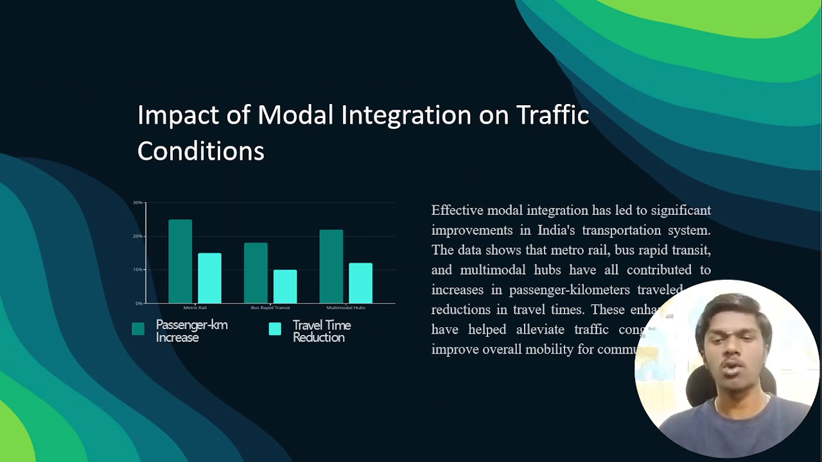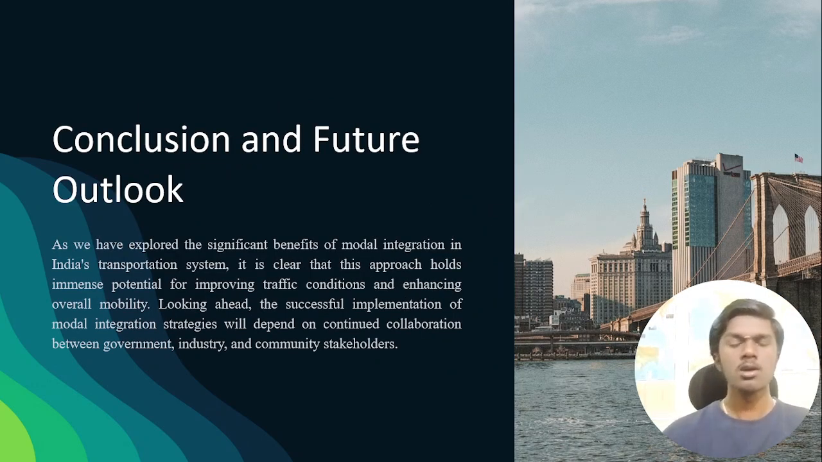What is the impact of model integration on traffic conditions? Effective model integration has led to significant improvement in India's transportation system. The data shows that metro rail, bus rapid transit, and multimodal hubs have all contributed to increases in passenger kilometers traveled and reduction in travel times. These advancements have helped alleviate traffic congestion and improve overall mobility for commuters. So let's get on with the conclusion and future outlook.